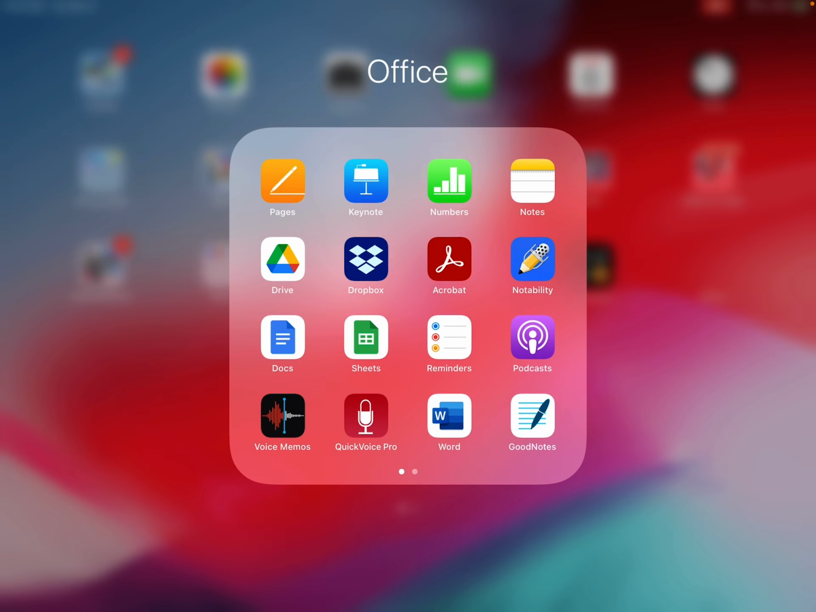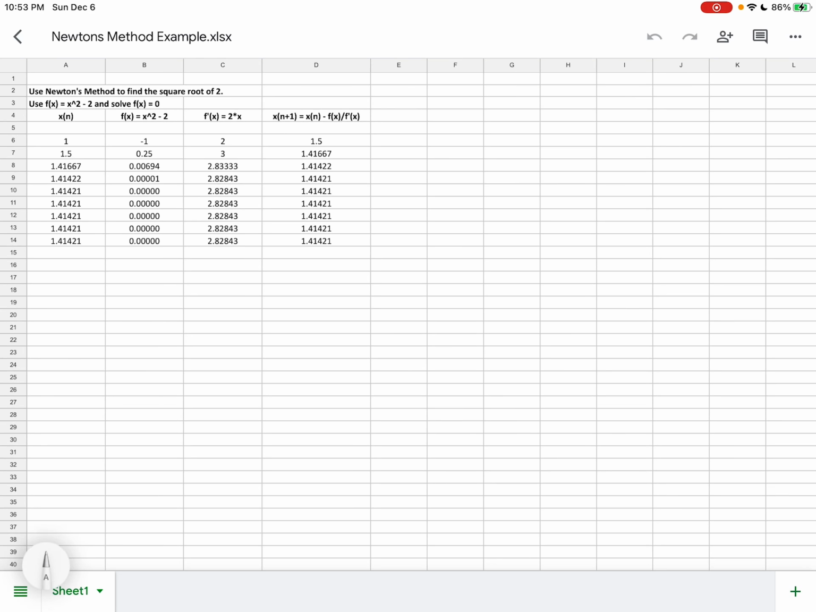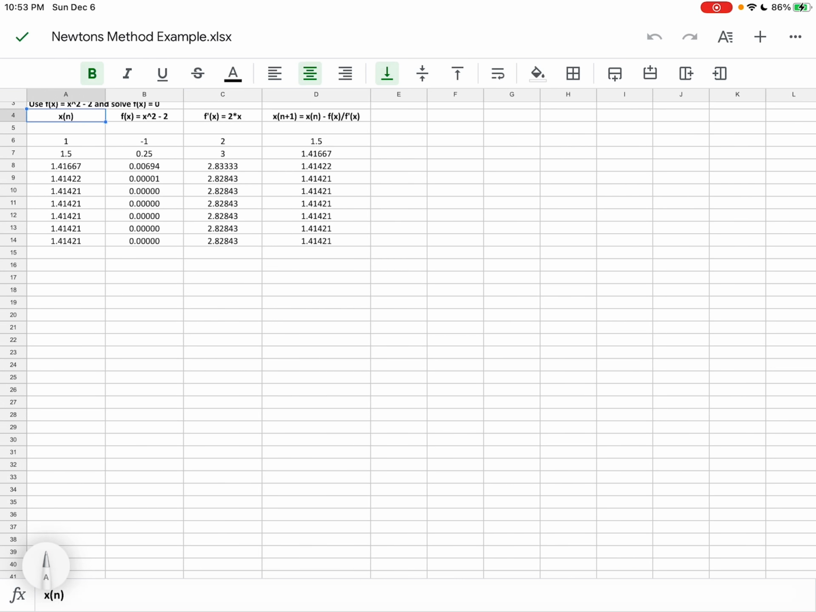And I should have it in my Google Drive, but maybe I have it in the Google Sheets. I'm on the Newton's method example, and I've done this already, so I just want to open it up for you to see. I tend to build a column of x sub n, and then I build a column of f of x equals x squared minus 2, or whatever your function is that you're trying to find the root of.